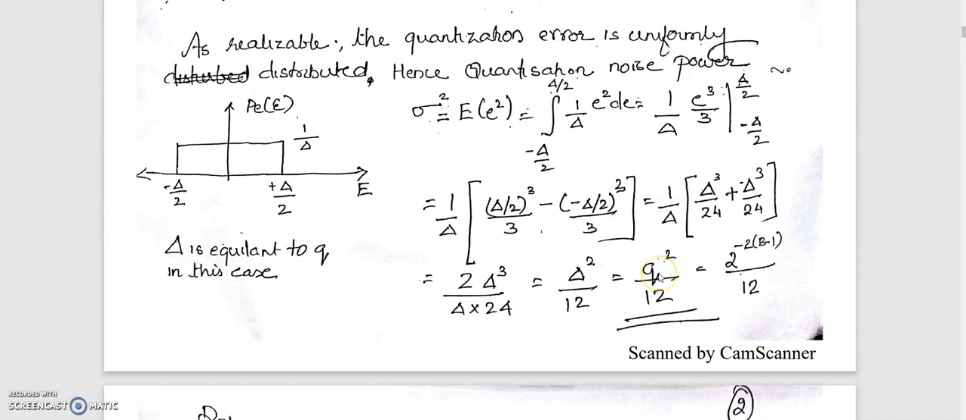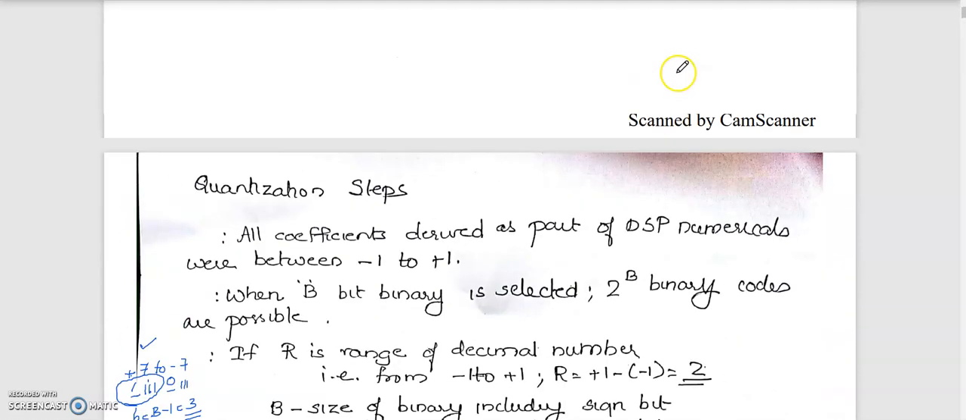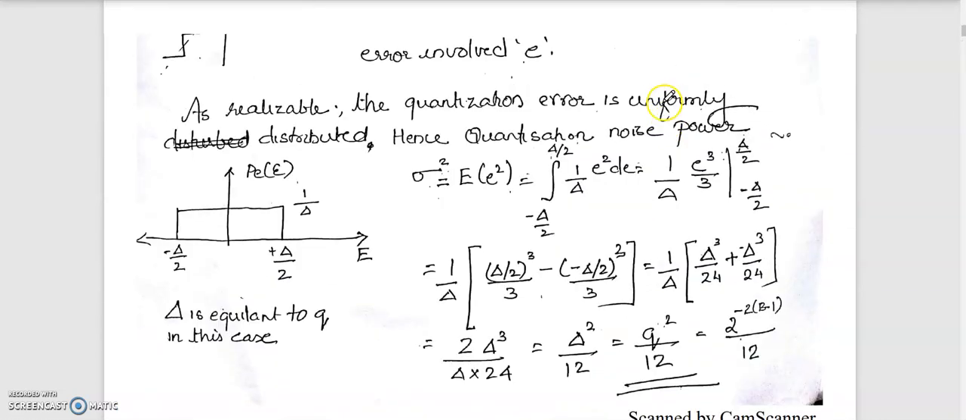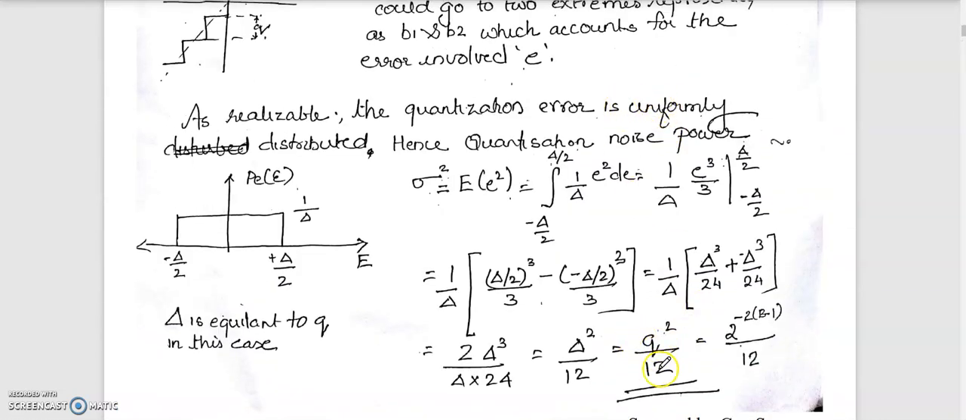So which makes it q square by 12, and eventually it becomes 2 raised to minus 2 into b minus 1 whole divided by 12. So this is the equation for the quantization noise power associated with the system when the quantization step size is given by q, and which depends upon the number of bits. The rest of the topic will be presented in the next video.